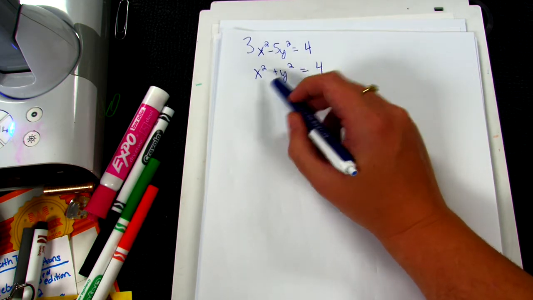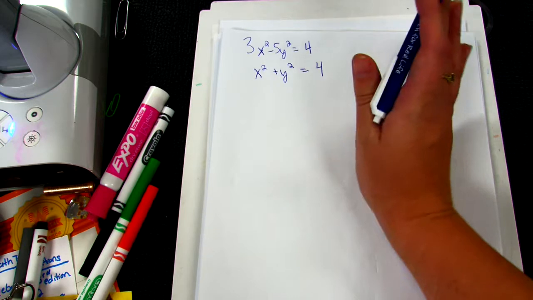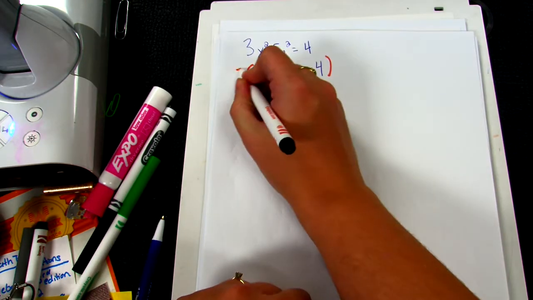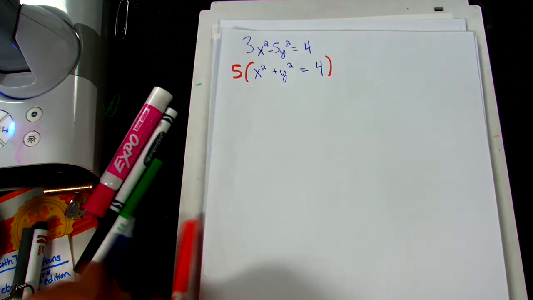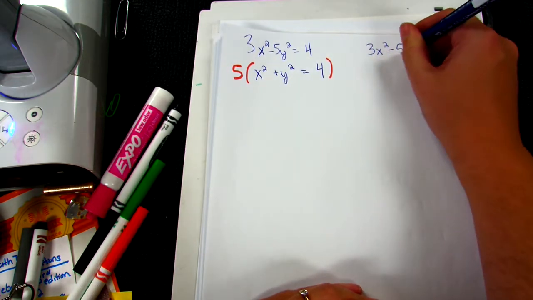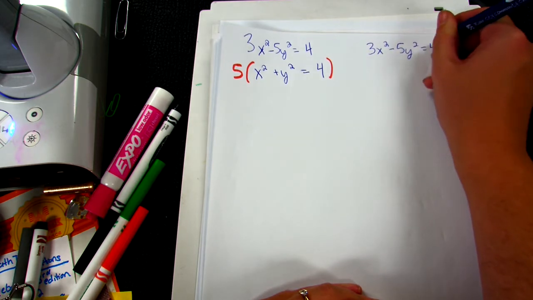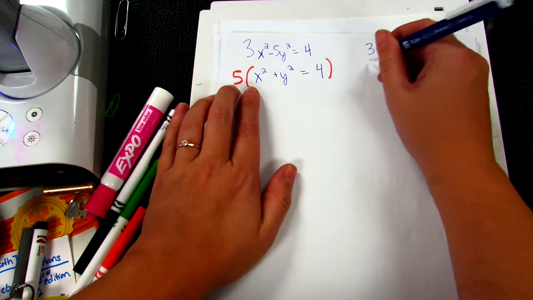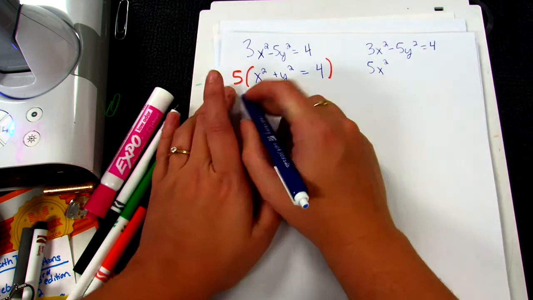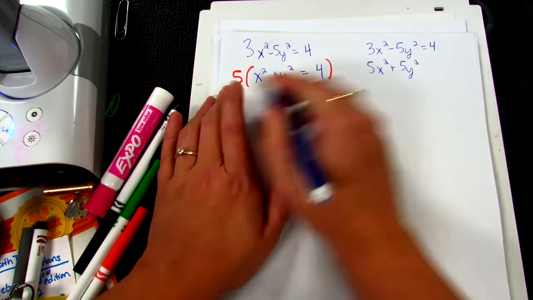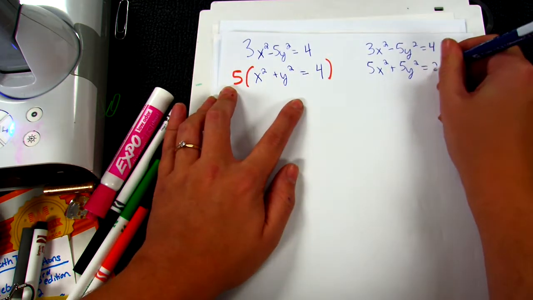So all I have to do is multiply the second equation by 5, right? So that's what we're going to do. Multiply the second equation by 5, and that gives us a brand new system, right? Our first equation doesn't have to change. Okay, but our second equation is going to change. So 5 times x squared is 5x squared. 5 times y squared is 5y squared. 5 times 4 is 20.